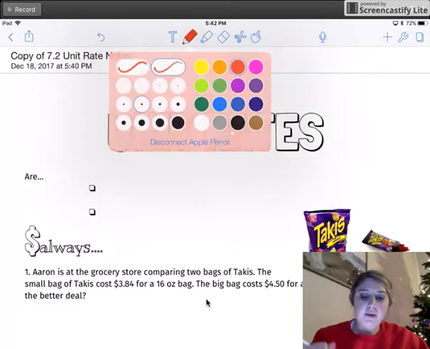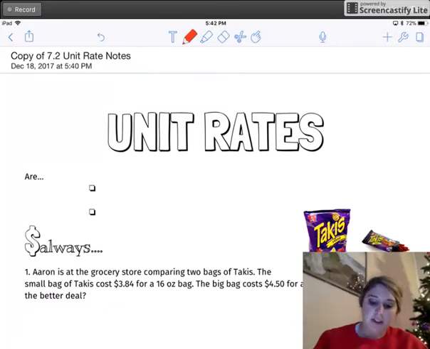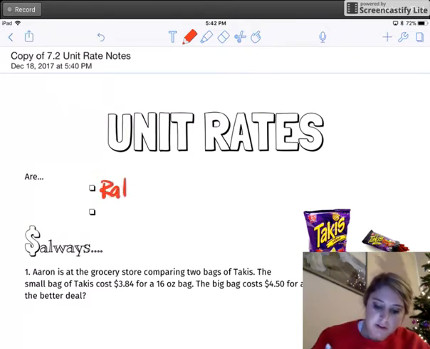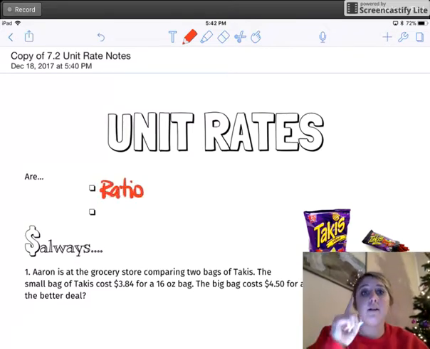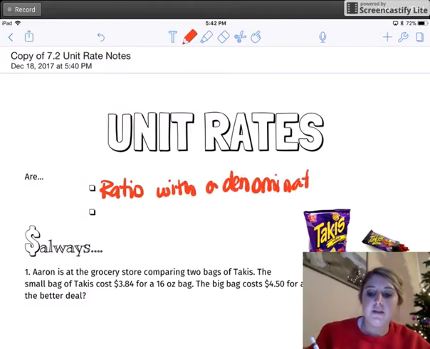And the coolest thing about unit rates is that they are probably the most real-world math that we're going to get into. Real-world math that you can use right now in your everyday life. So, a unit rate is a ratio with a denominator of 1.